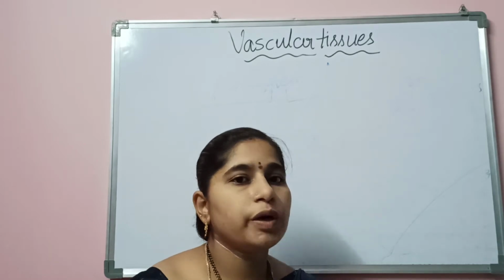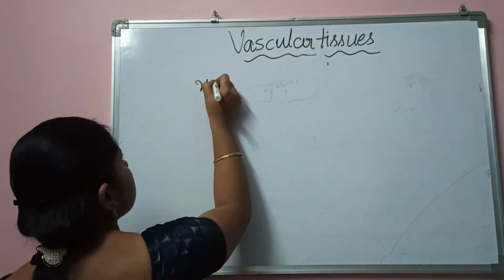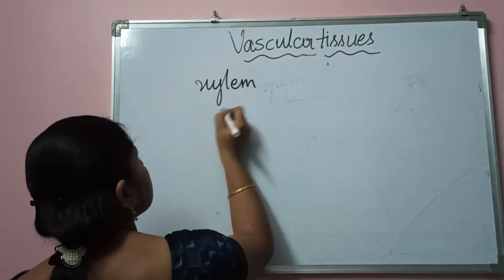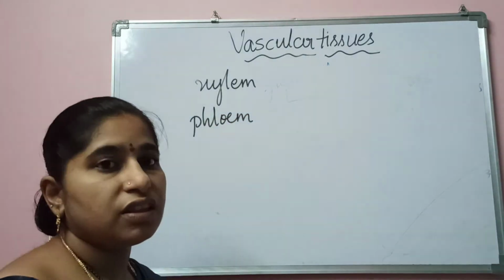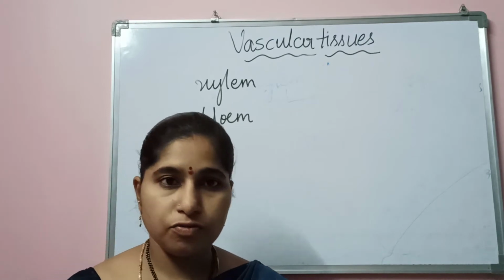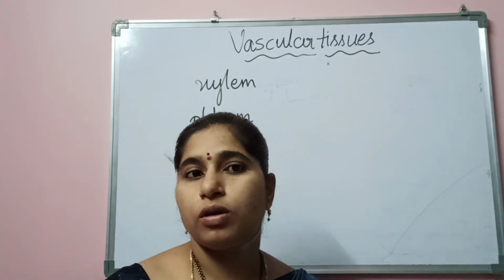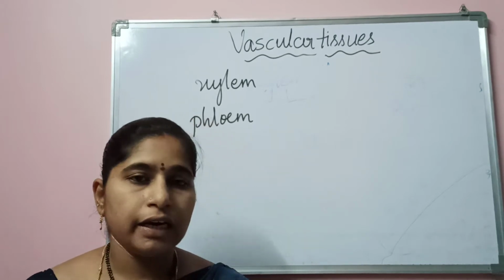So today we are going to learn about the vascular tissues. The vascular tissues are mainly of two types. The first one is the xylem, the second one is the phloem. So what is the meaning of the vascular tissues? The vascular tissues are helpful in conducting water as well as food material, which are very important to the plant. So the vascular tissues can be simply called the conducting tissues.